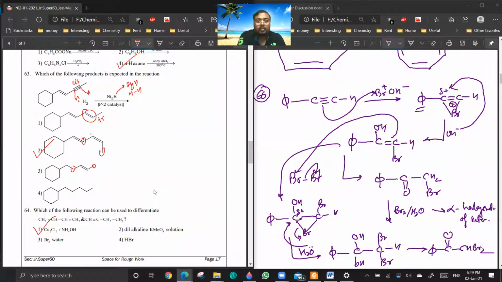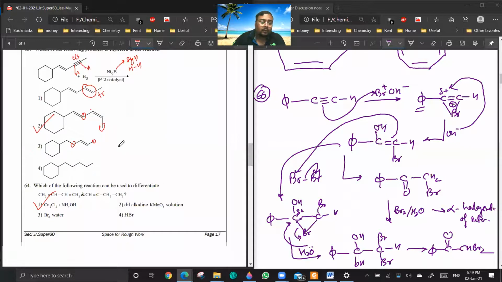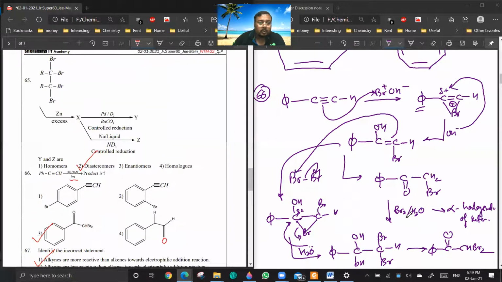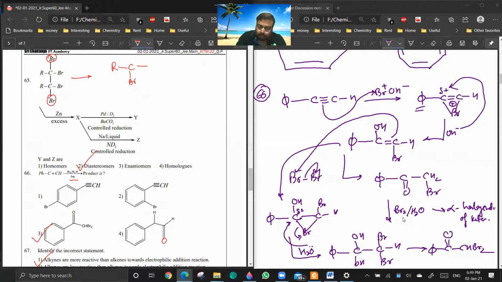Sir, I asked 65. So you see, this is going to give dehalogenation. So this Br and this Br will go first, and you'll be getting R, C, Br double bond C, Br, R. Since you are using excess of zinc, it will finally give RC triple bond CR. It is giving minus ZnBr2. Are you getting the point?